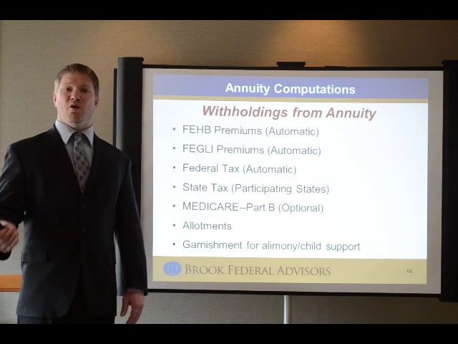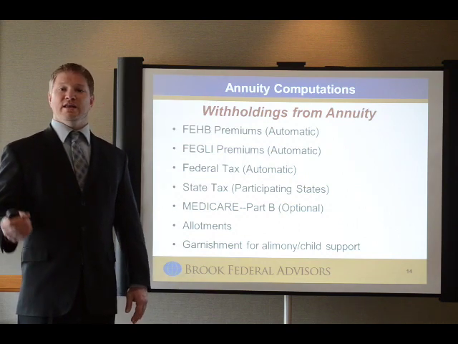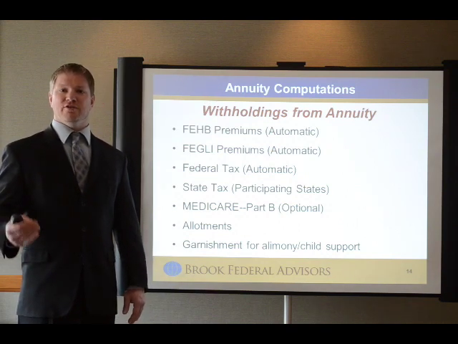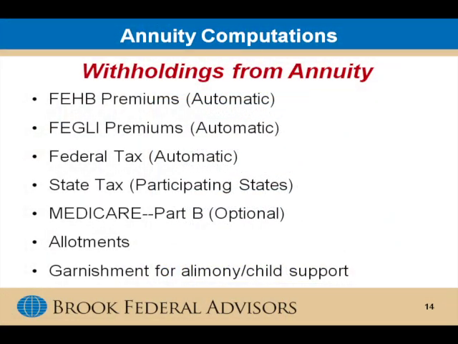The next part is withholdings from the annuity. These are things that you elect that you are paying for that will be removed and deducted from that annuity before it gets to you. First, FEHB for health insurance, FEGLI for the life insurance, federal and state taxes, Medicare Part B if you are enrolled, any allotments you have, for example, to a savings bond account, and garnishment for alimony and child support.